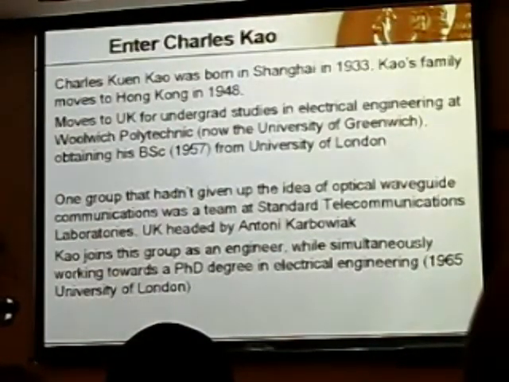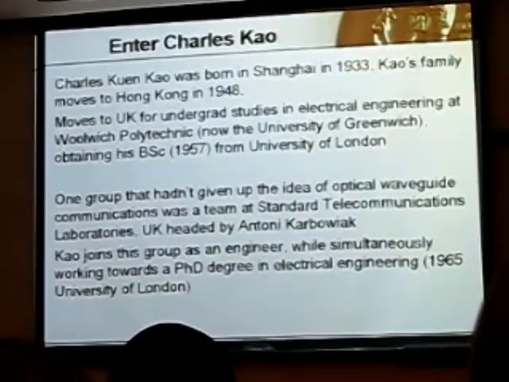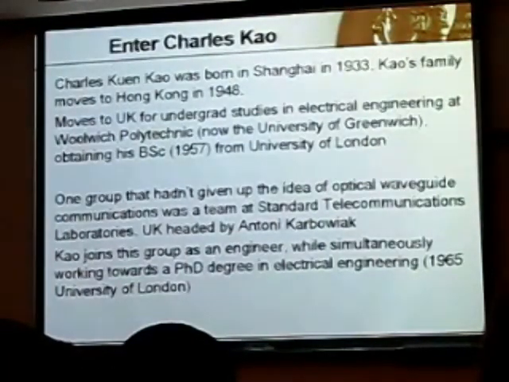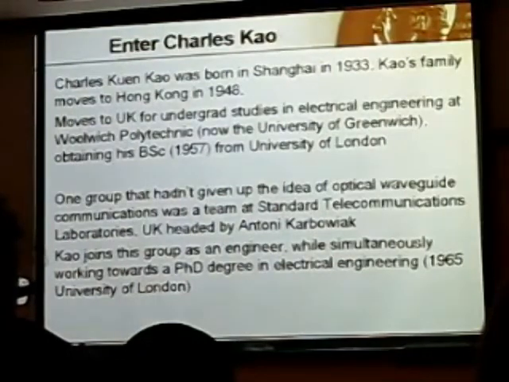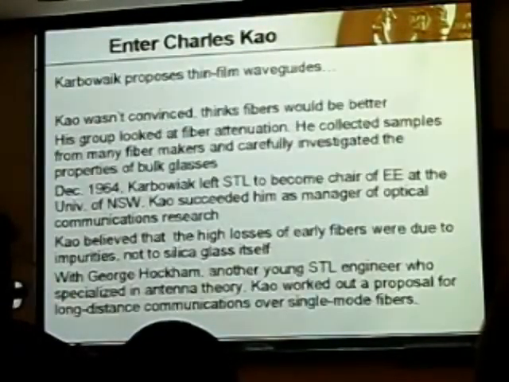And there is one group which is still toying with the idea of optical waveguide communications, and this is a lab called STL, the Standard Telecommunications Laboratory, and that's the guy, Antoni Karbowiak, with whom he's working. And he joins this group as an engineer. He's working on the waveguide, simultaneously also studying for a PhD. He eventually gets his PhD in 1965. All the work that he publishes, for which he's going to get the Nobel Prize, is done by 1966. So PhD plus 1, he's almost finished with everything.